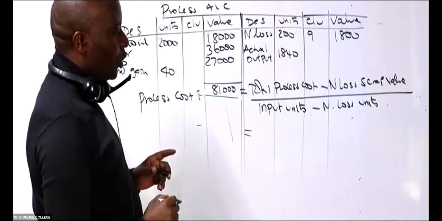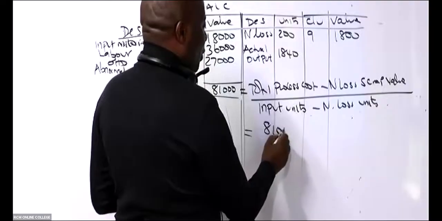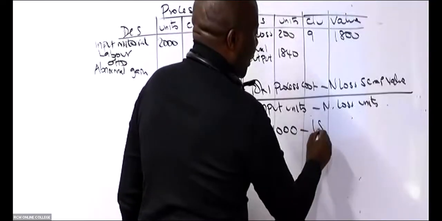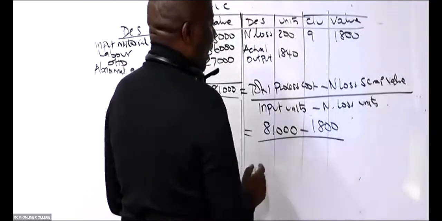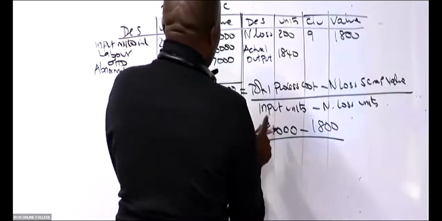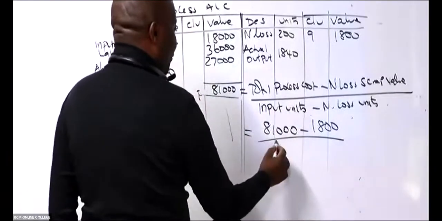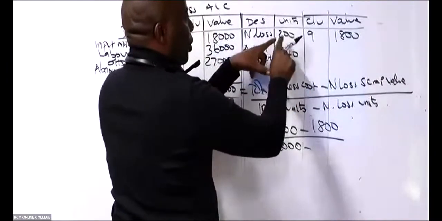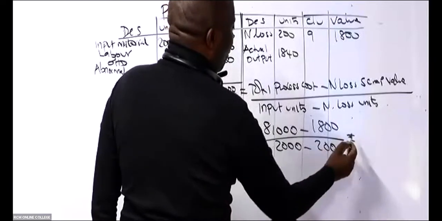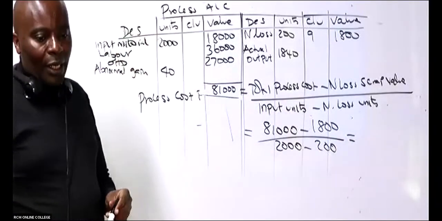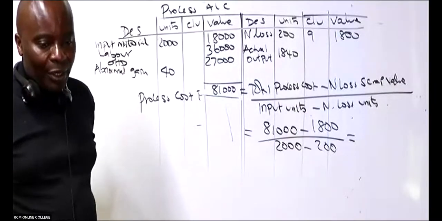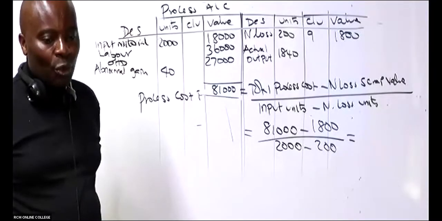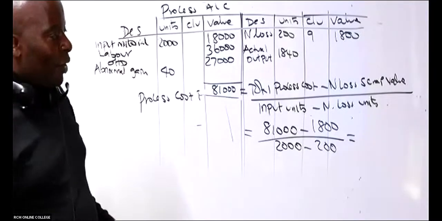So then the total process cost will be 81,000 minus normal loss scrap value, 1,800, divided by input units. Input units, what do we have here? 2,000 minus normal loss units. Normal loss units, they are 200. So are you able to move slowly and give me the final answer here? 81,000 minus 1,800, divided by 2,000 minus 200. I'm being given a figure of 44.